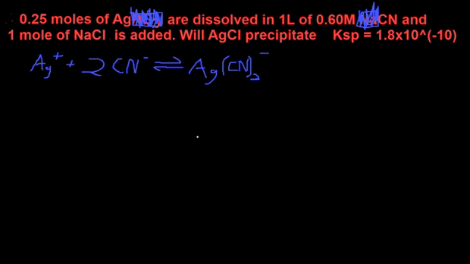Okay, so now we have to make an assumption. We make an assumption that this is not an equilibrium. We'll go back to that later because it is an equilibrium, but for now we're just going to pretend that this goes to completion and there's no more silver left in solution. So let's draw an ice table to see what the concentrations are after this goes to completion.